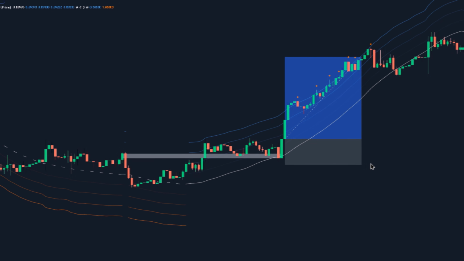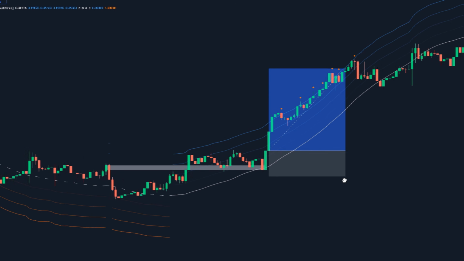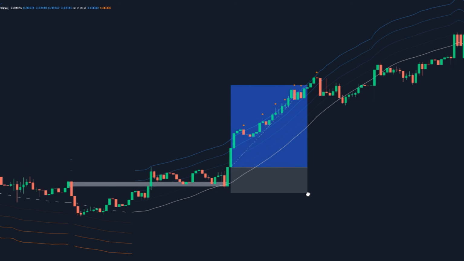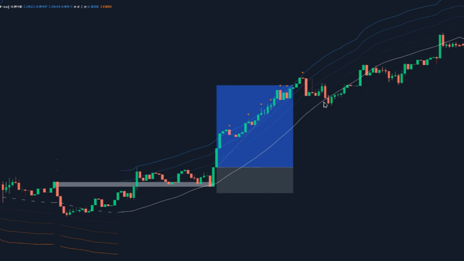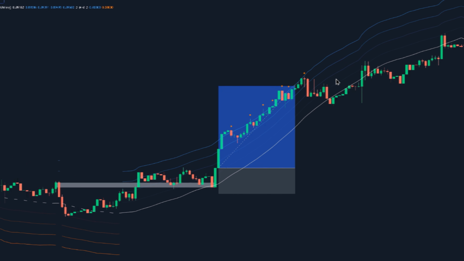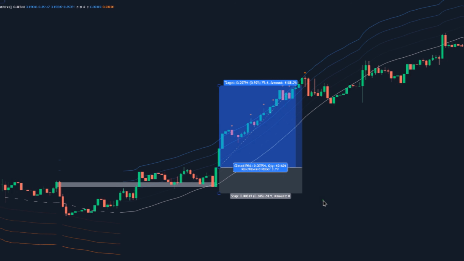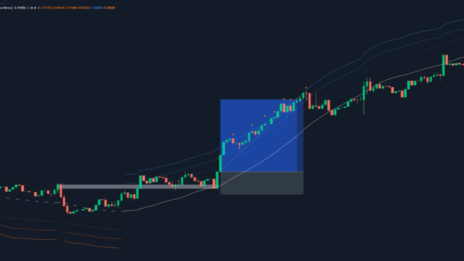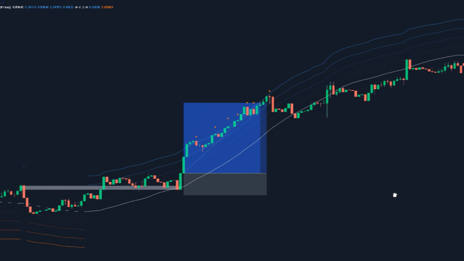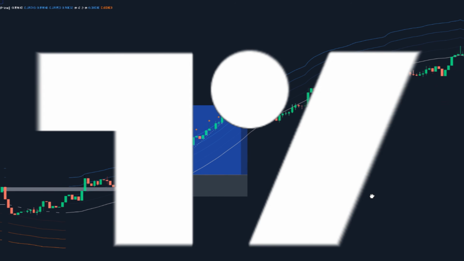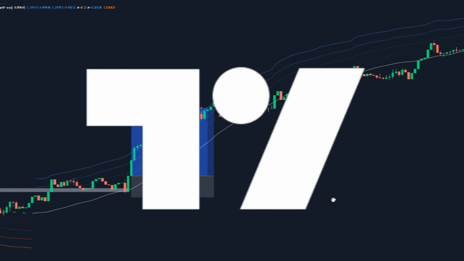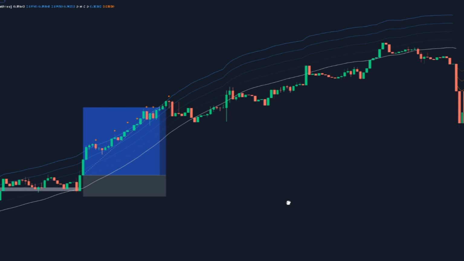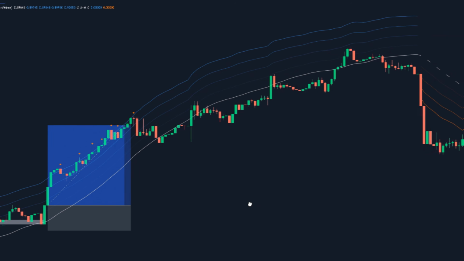In summary, the Polynomial Regression Keltner Channels indicator combines a dynamic trend line with adaptive volatility bands to help you identify market trends, support and resistance levels, and even detect overbought and oversold areas in the market. If you want to check this indicator out, you can find it on TradingView. Remember, this video is not financial advice, so do your own due diligence before investing with any strategy.